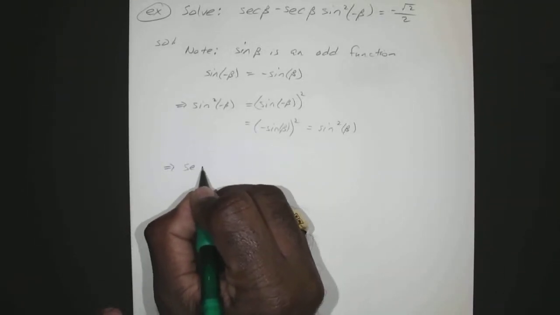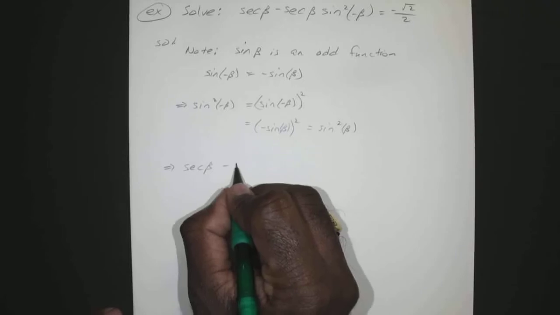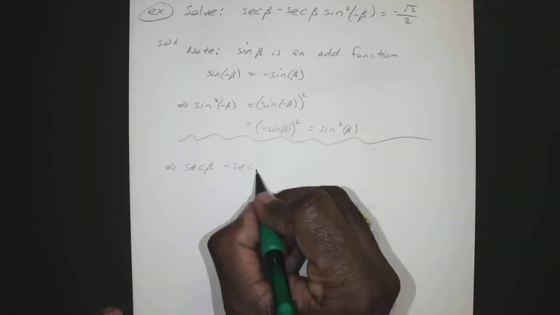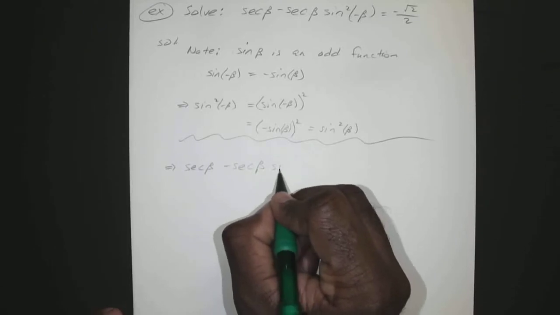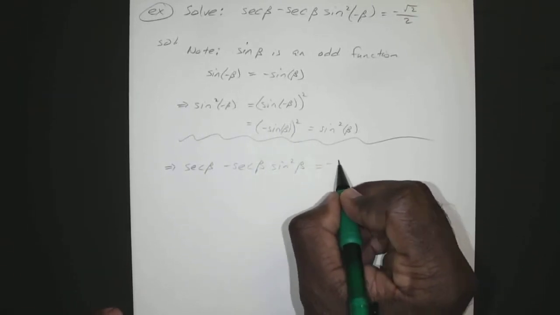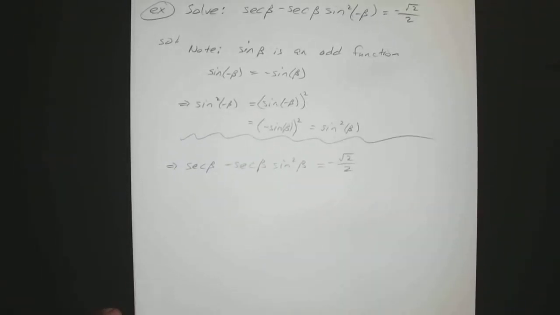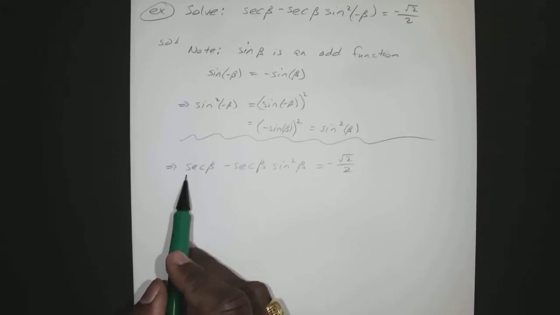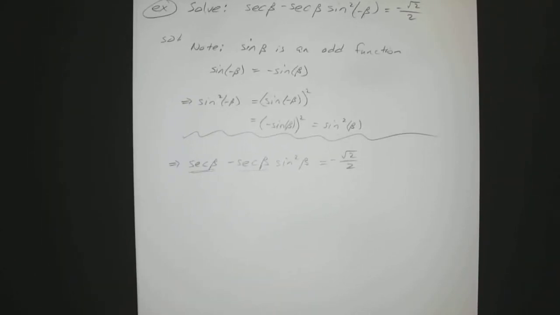Okay, so that gives us secant of beta minus secant of beta times sine squared of beta equals negative square root of 2 over 2. Okay. Now here we can factor out secant of beta.